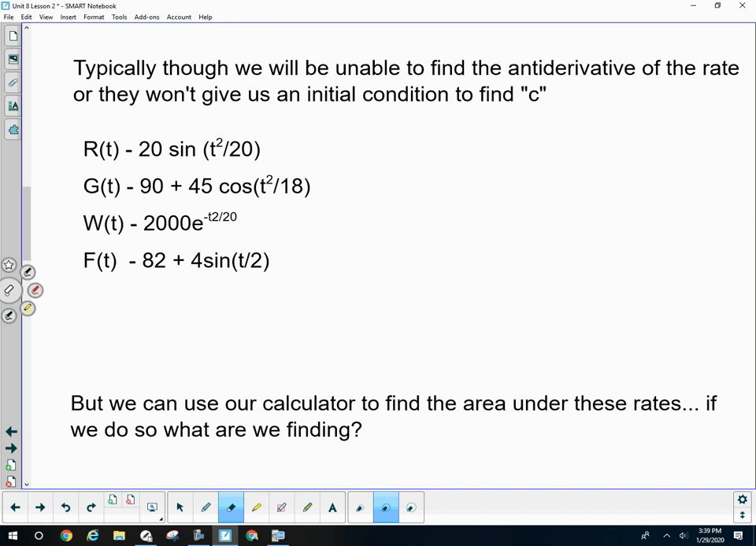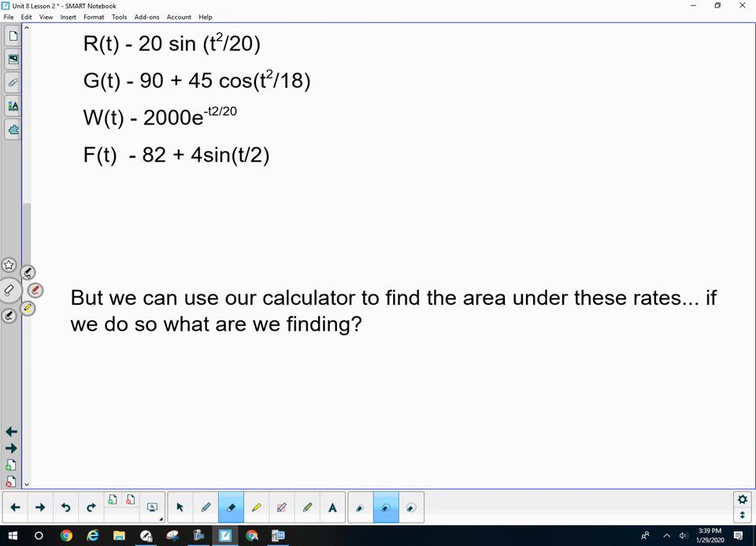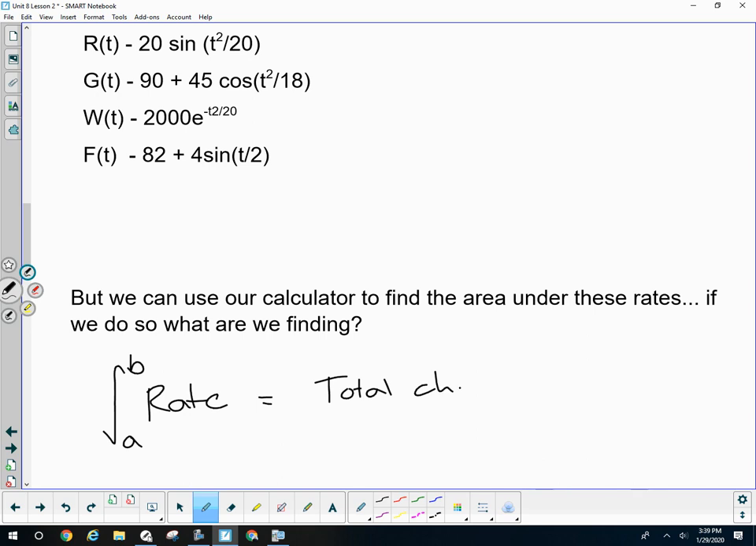So long as we have what we're plugging into our calculator: a range, an interval, okay? What we are going to do is find the area under these rates. It's the area under the derivatives, and an area under a rate tells us a total amount over a time interval, or a change over the interval from A to B.